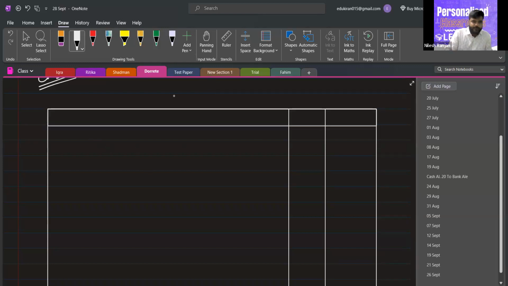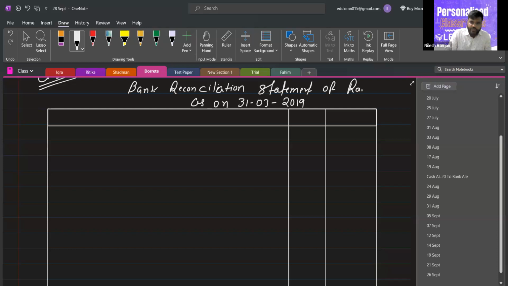Okay, so bank reconciliation statement as on 31st March 2019. And this bank reconciliation statement is related to Ramesh. Particulars, this is the inner amount column, this is the final amount.